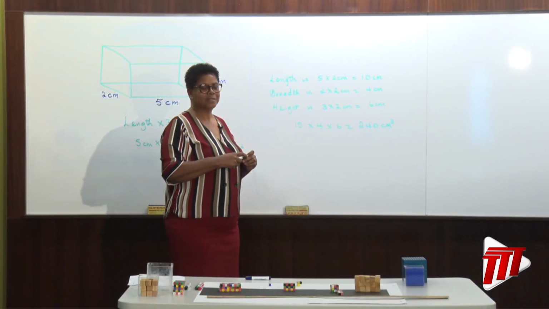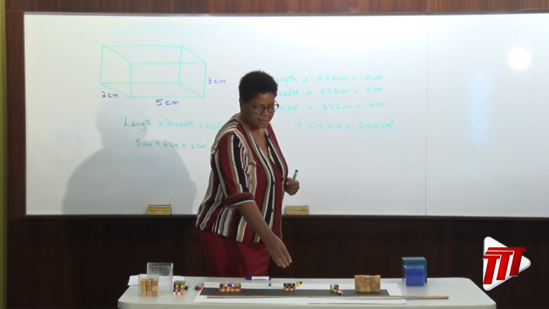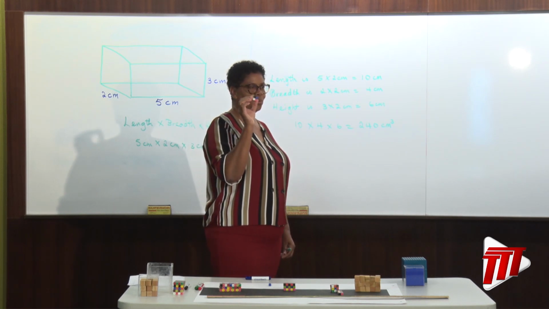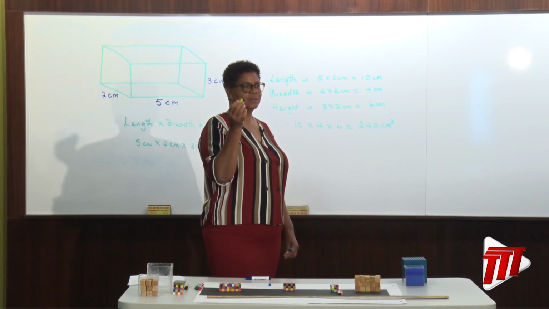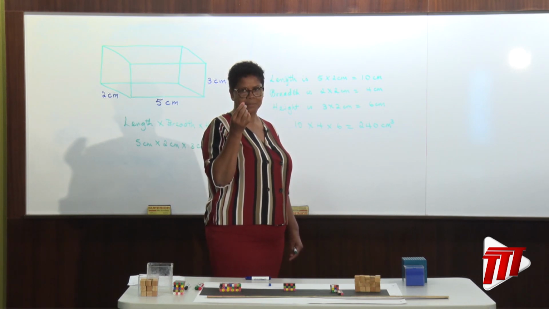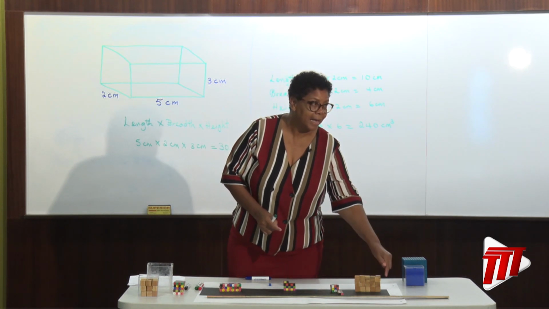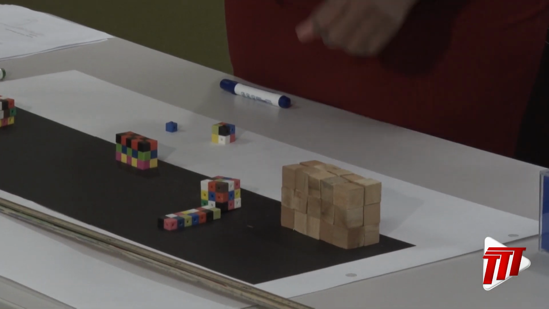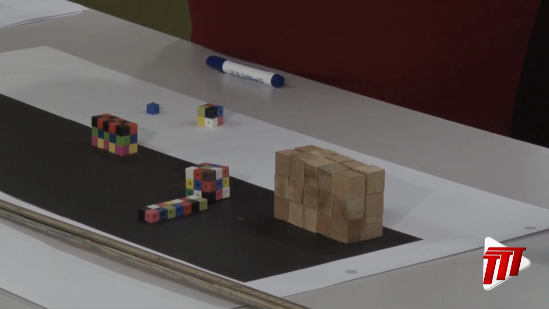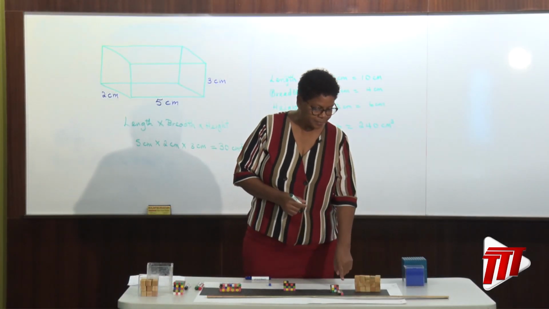Another way of solving that problem, remember, we found out that in a 2 centimeter cube, the volume is 8 cubic centimeters. So if we know how many cubes we have in all, it's easy for us to also find out what's the volume of that cuboid. So let's work it from that direction.